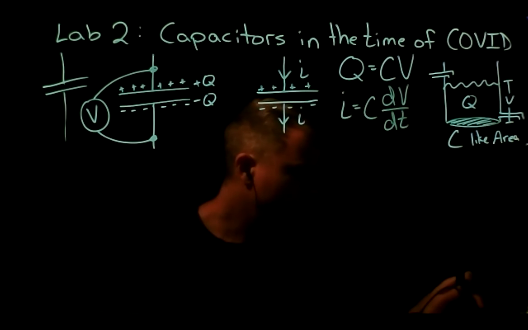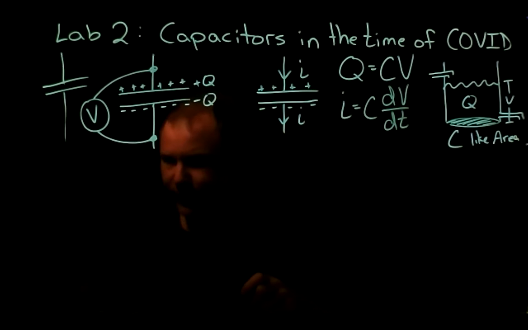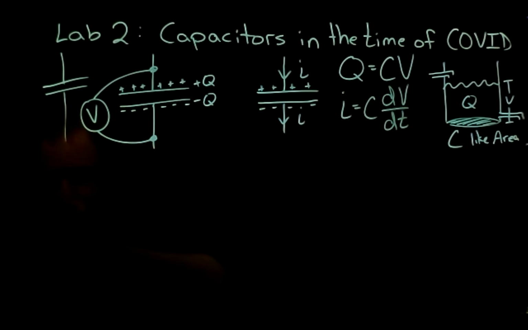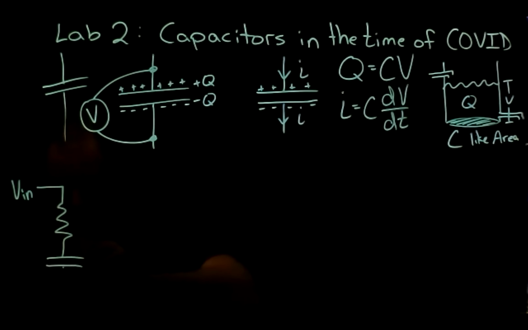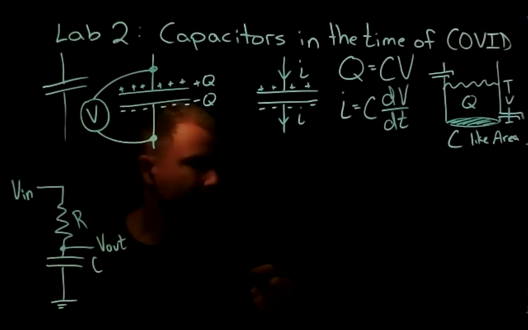All right, so let me talk about our first circuit with a capacitor in it. And the first circuit is very simple. There's just some voltage that will come in that we will control. And it'll go through a resistor and then into a capacitor and then ground. So here's our R, here's our C, and we'll measure V out there.